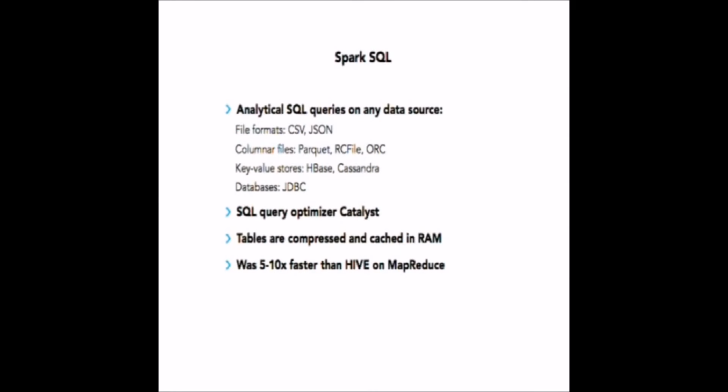Regarding Spark SQL, it can implement SQL queries on any data source. They actually have an optimizer of queries called Catalyst, which is a logical optimizer. Basically, you have a query, the logical optimizer runs, and tries to reorder the joins in order to optimize the query. In general, intermediate results are compressed and stored in memory. When it was introduced, it was 5 times faster than Hive, due to these optimizations in RAM computing and compression.